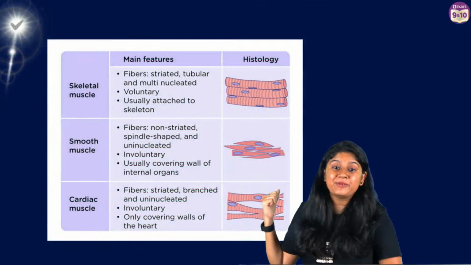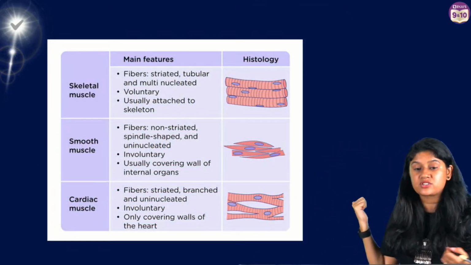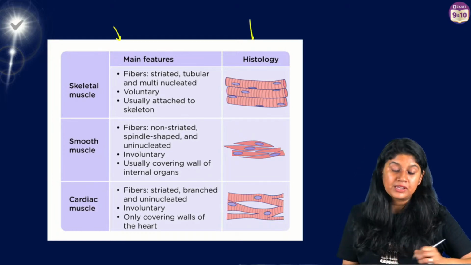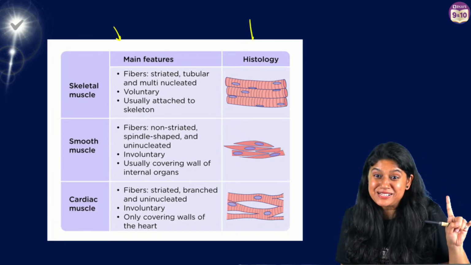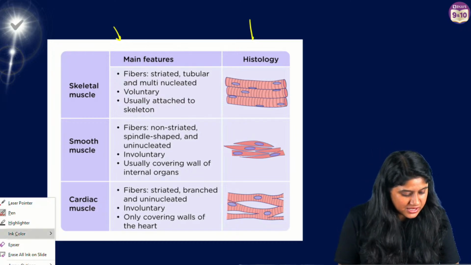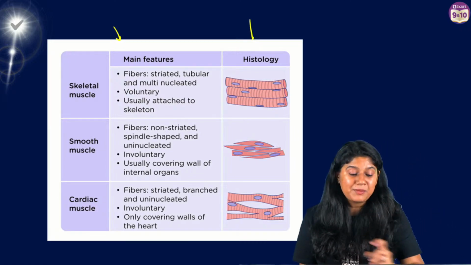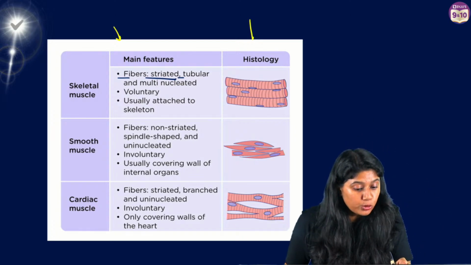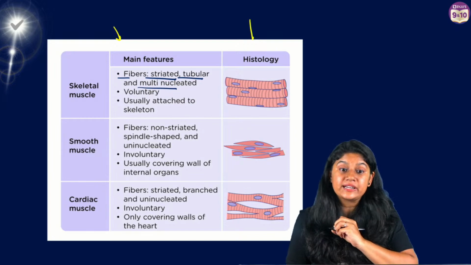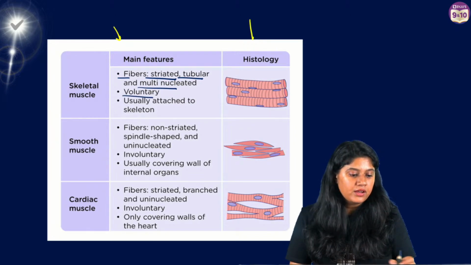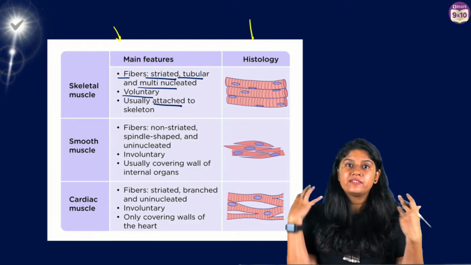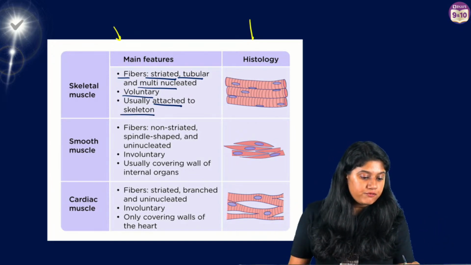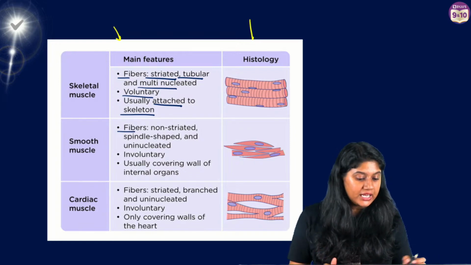So here everyone, a very quick recap. Take a screenshot everyone. Quickly take a screenshot of this. We have the main features and we have the structure. The skeletal muscles, right? What do skeletal muscles have? The skeletal muscles have striation, basically dark and light bands, tubular structure, multinucleated, and they are voluntary. They are usually very active in the skeleton part.